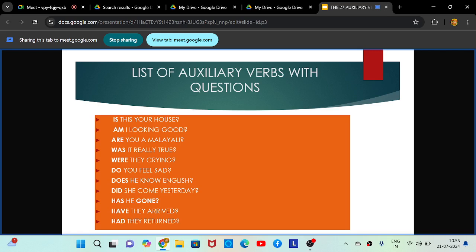Thank you. So here you can see that auxiliary verbs are also used to form questions. And these questions are called yes or no questions. Why are they called yes or no questions? Any idea?